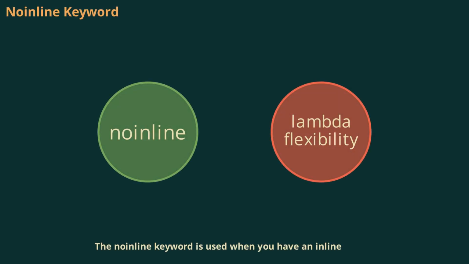scenarios. The noinline keyword is used when you have an inline function, but don't want all lambda parameters to be inlined. By marking a lambda with noinline, you instruct Kotlin not to inline that specific parameter. This is useful when you need to pass the lambda to other functions, or when inlining isn't appropriate for certain parameters. Noinline provides flexibility in optimizing your code.